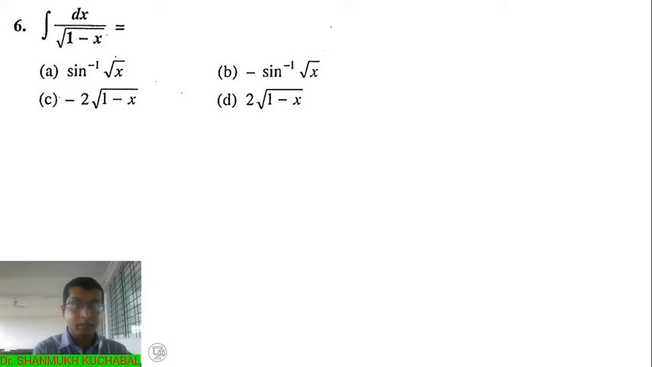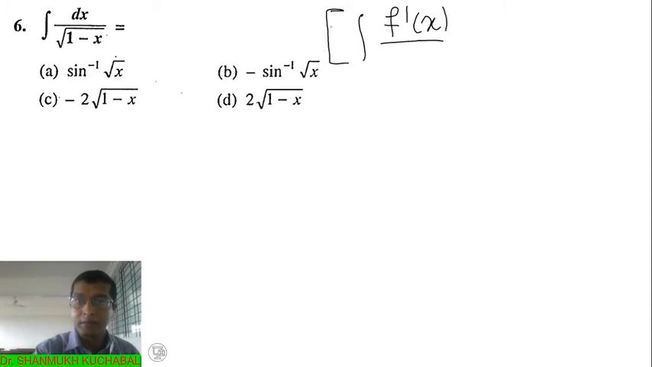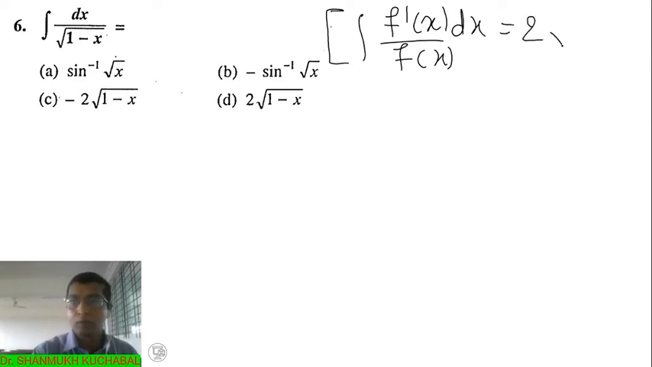Further, example number 6. It is the integration of dx divided by root of 1 minus x. So once again I am using that rule: if it is f dash of x divided by root of f of x into dx, then we can write 2 times root of f of x.